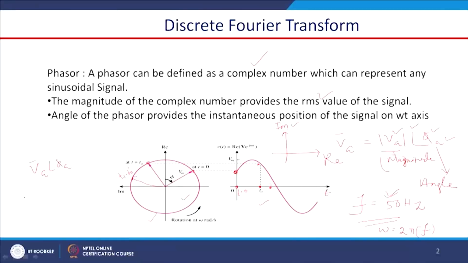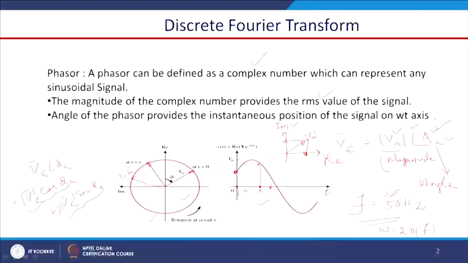Now, if I write V a at angle phi a, how do we write it in complex form? It will be V a cos phi a plus j V a sin phi a, where V a is the magnitude. This is our real part and this is our imaginary part. Along the real axis we take the real component, and along the imaginary axis the imaginary component, and taking the resultant, finally we get the magnitude V a. That is the complex form of the phasor.